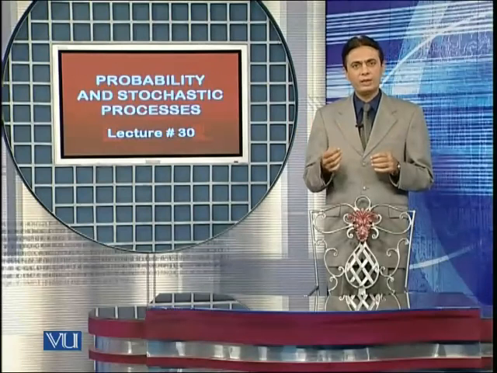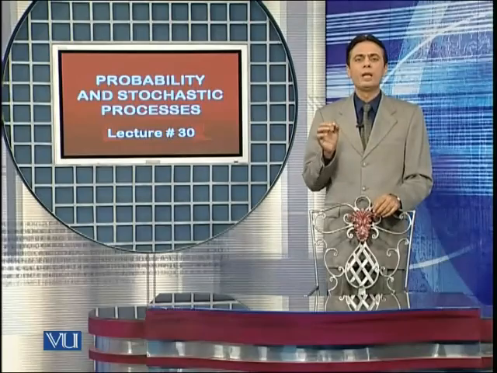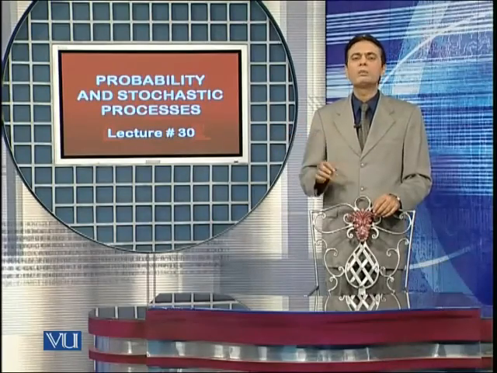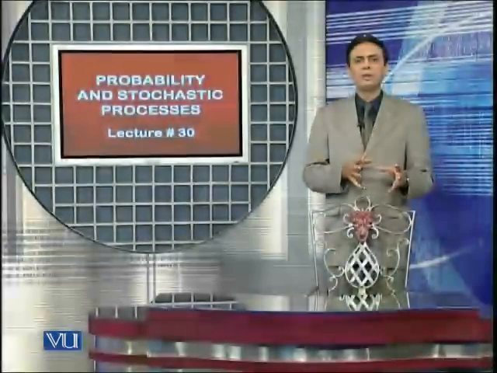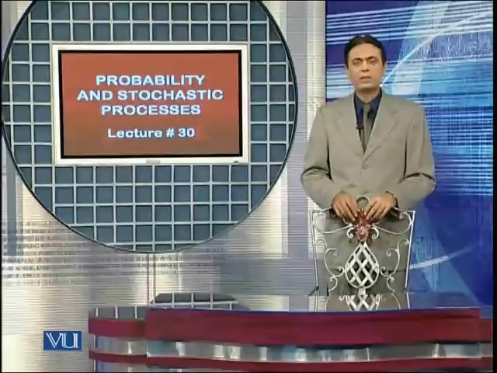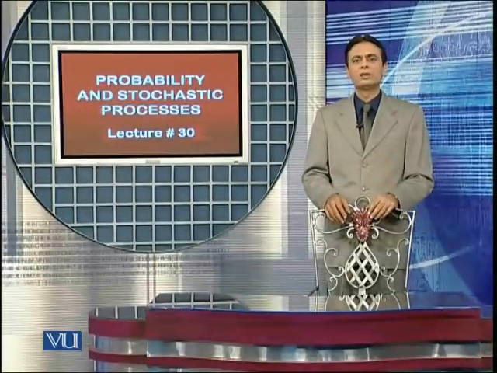So observed vector was denoted by small letter x, which was equal to x1, x2, x3 all the way up to xn. And these values were assumed to be generated by a vector of random variables denoted by capital X, which was equal to capital X1, comma capital X2, X3 all the way up to Xn. We talked about different characteristics of random vectors like joint PDF, joint CDF and transformation.